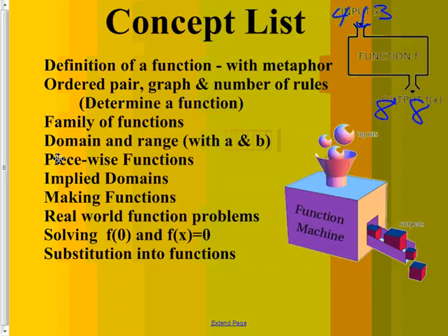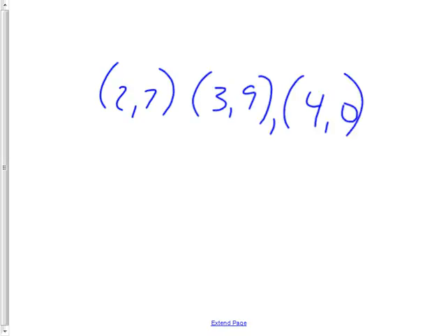Okay, so let me give you a list here. There's 3 different ways, and as you saw on the concept list, ordered pair was one of them. (2, 7), (3, 9), (4, 0). Would this be a function if it was all the possible outputs on all the possible inputs? In other words, that's all the points there are. Was it a function or not?